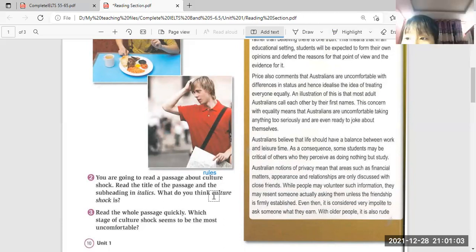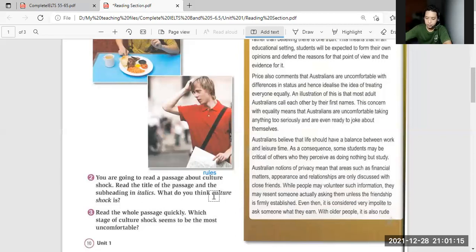Don't talk when you eat. Yeah, so that is culture. Do you understand now? Yes. So don't talk when you're eating. That is a part of your culture.